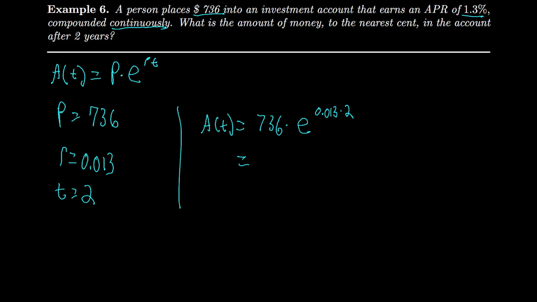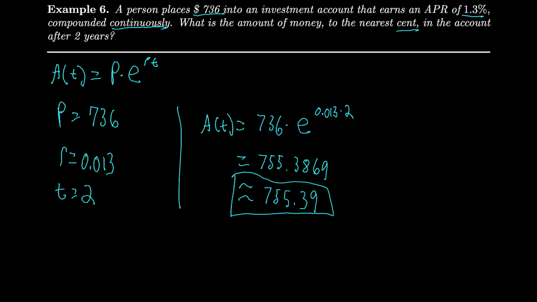So if you slide this into a calculator, you will get more or less 755.3869, which is about, and it said to the nearest cent, so we're going to round to 2 places here. We look at this, so 0.39. So this is about 755.39, and that's the amount. And if this were asked to you, this is what you would give it. I mean, it's dollars, but this is what we're typing in, 755.39. So that's rounded to the nearest cent, that's how much.